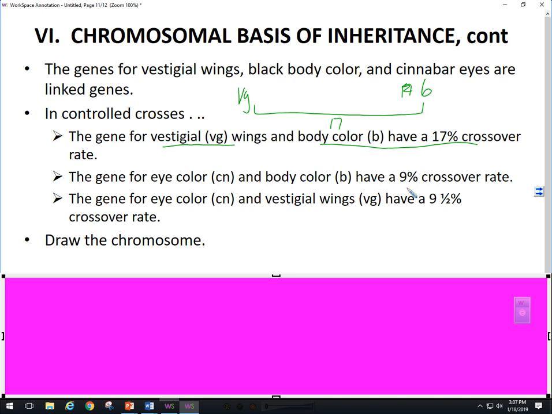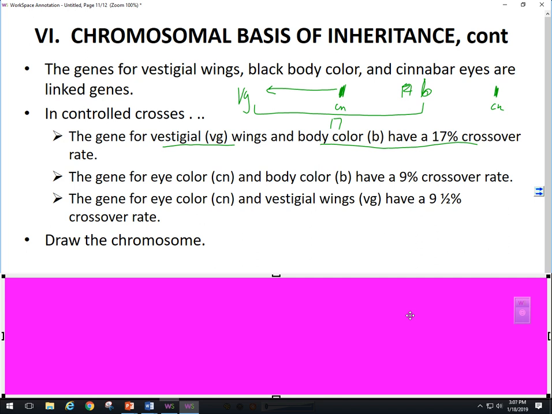So your question is, is it going to go over here, or is it going to go over here? Are we going to put CN on this side, or on this side? We'll read what it says now about eye color, CN, and vestigial wings. That's a 9.5. Well, that means if this is going to be 9.5 away from there, and it needs to be 9 away from B, I have to place it in the middle. So here's what the chromosome would look like.